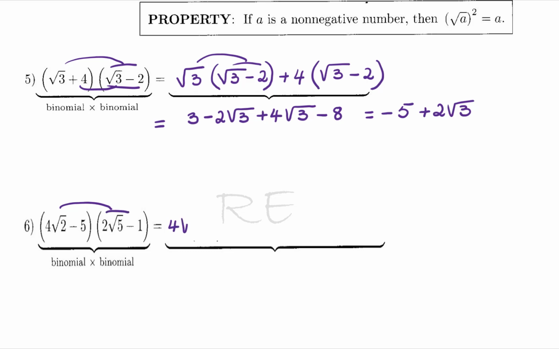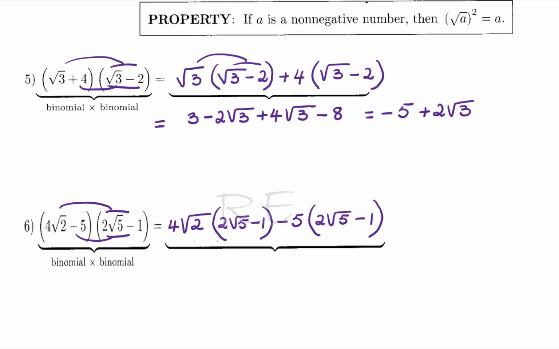Negative 2 square root of 3 plus 4 square root of 3 is positive 2 square root of 3. 4 square root of 2 times 2 square root of 5 minus 1. We distribute 4 square root of 2 over 2 square root of 5 minus 1, minus 5 distributed over 2 square root of 5 minus 1.